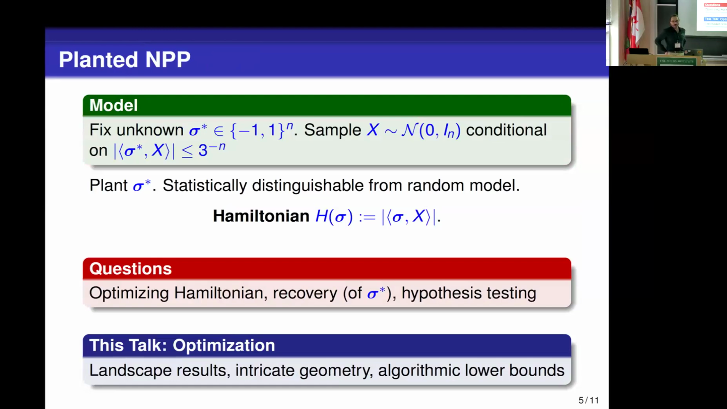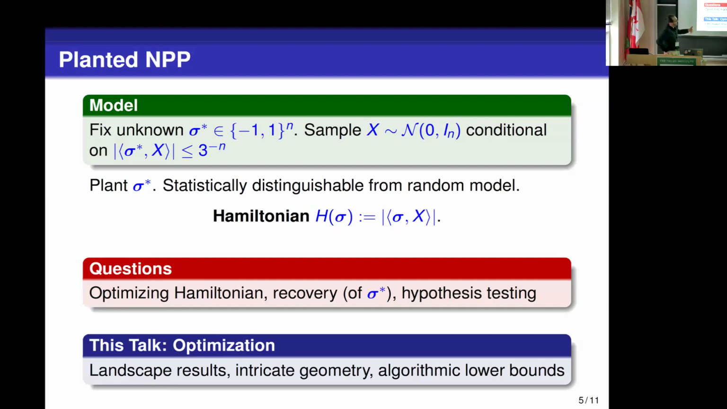We fix a partition sigma star, assume that's unknown, and we basically plant it in the following way. We sample X, conditional on the fact that sigma star achieves a small discrepancy. The value I pick here is 3 to the minus n. You can put any constant there, as long as it's bigger than 2. The optimal value under the random, unplanted model was 2 to the minus n, so this is statistically distinguishable. That's one thing to keep in mind.